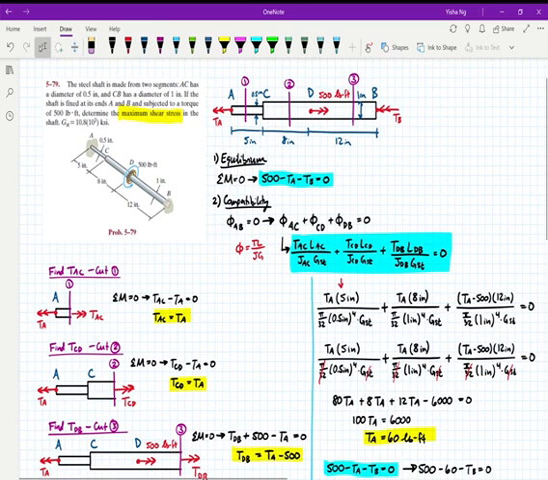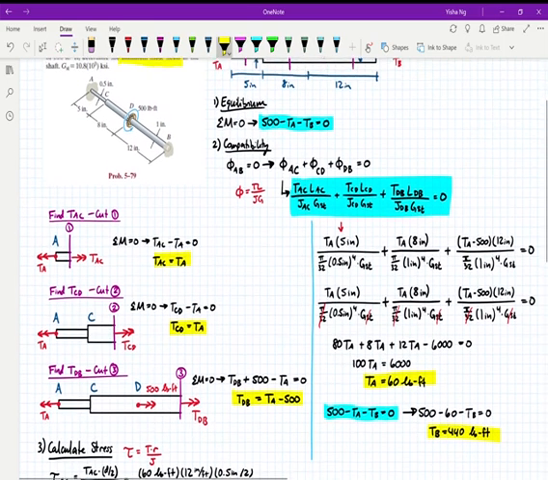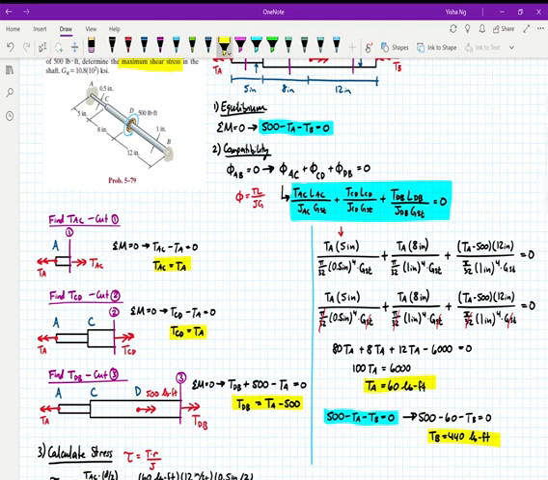So first I have a cut 1 here between A and C. Basically I throw away everything to the right of my cut. I draw my reaction torque, which is going to be TAC because it's section AC of the bar. My sum of moments equation tells me that TAC is equal to TA.